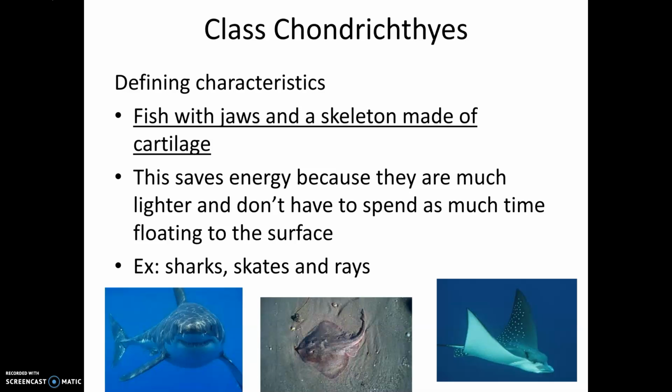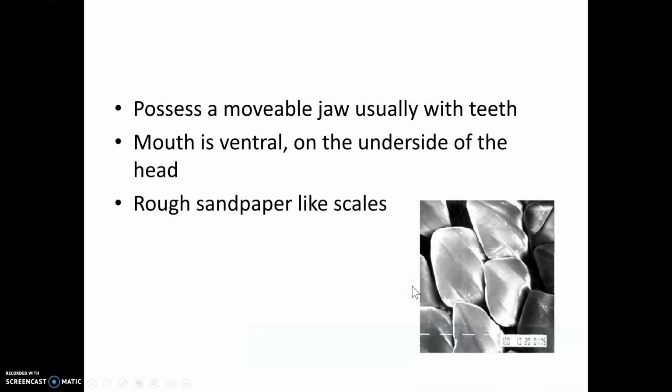So great examples of these are sharks, skates, and rays. Skates might be a new term here. That's going to be our center picture right here. This is a skate, but it does look quite similar to our ray here. So some more characteristics of our class here. It's going to possess a movable jaw, usually has teeth, and its mouth is going to be found on its ventral side, which is the underside of the head. And then we're also going to see these very rough sandpaper-like scales on these types of animals.